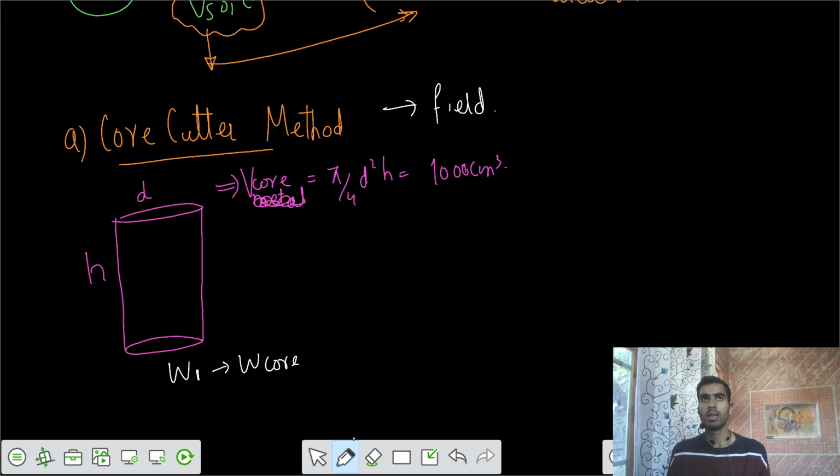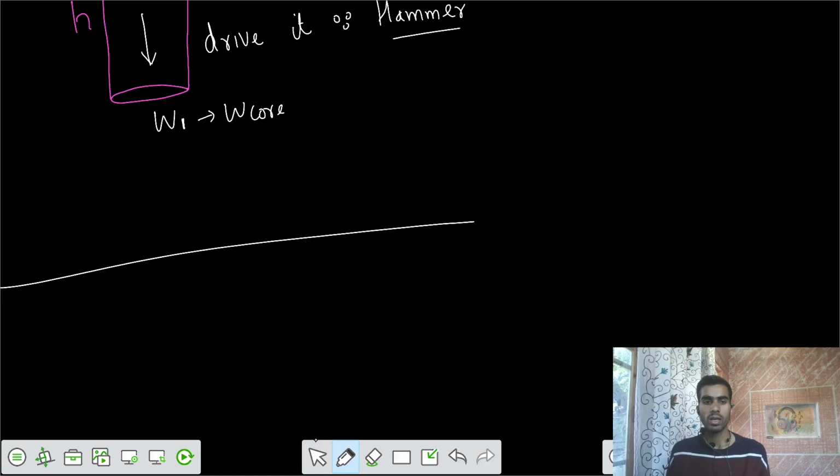Finally we are going to drive it into the ground by hammer action, so we have a hammer with us also. If this was your ground level, now your core cutter has gone inside the ground. This is our core cutter, and on top we have one tool that we call a dolly. On the dolly we strike with the hammer, and then finally it gets driven into the ground.